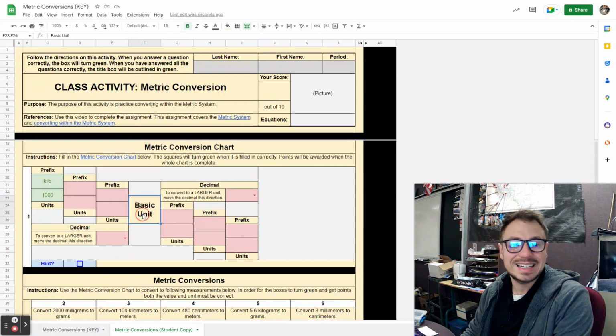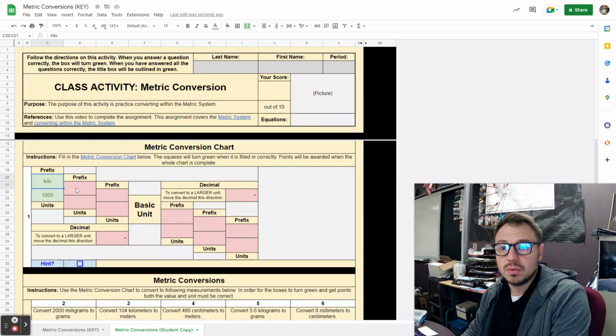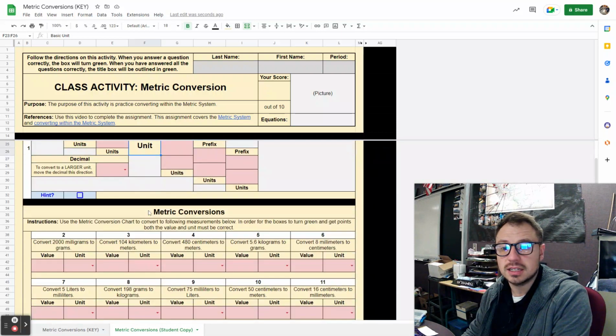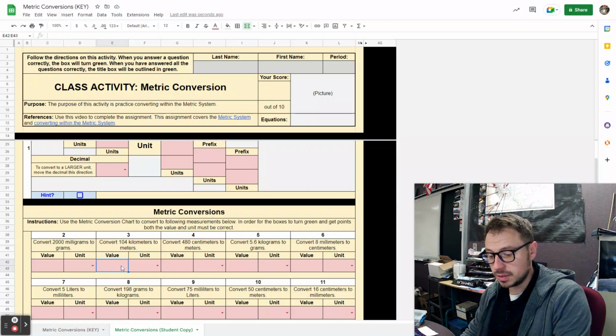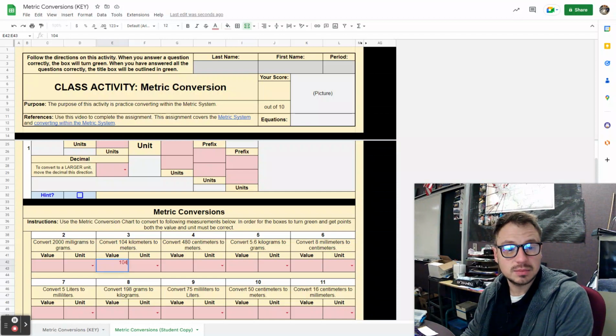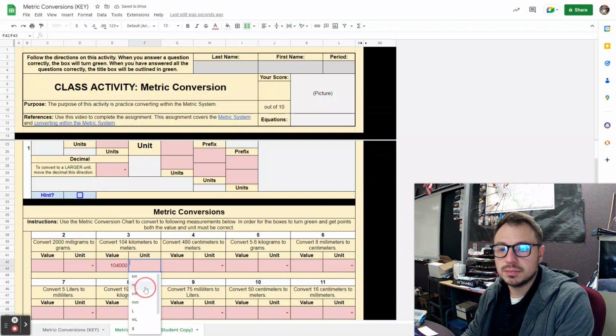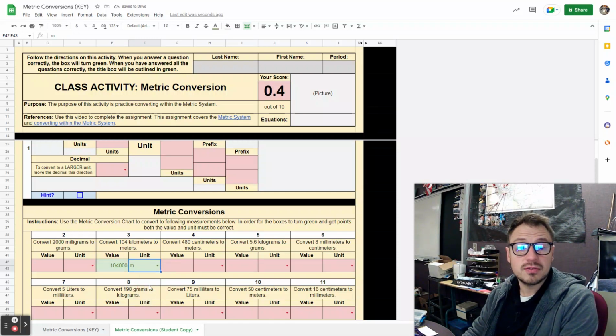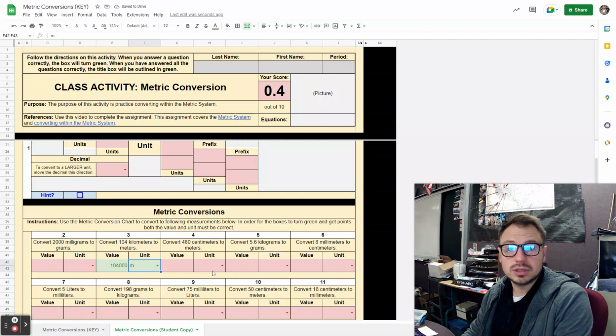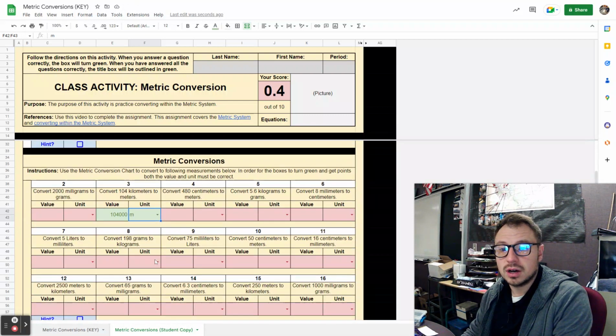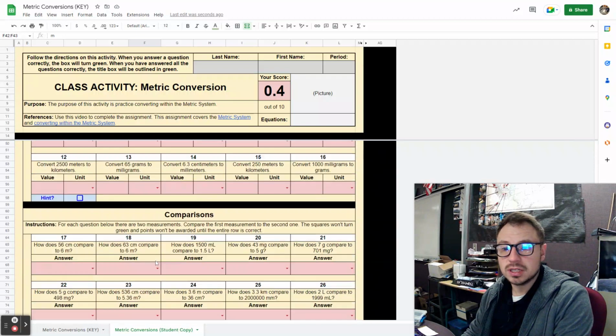So I've got kilo. I need to get to the basic unit. So I need to move that decimal starting with the kilo 1, 2, 3 spots to get to meters. So I start with the decimal 104 and I move it 3 spots. So it would be 104, and then I move the decimal to the right 1, 2, 3 spots. And it's asking me to convert to meters. So notice, once I get the value and the unit correct, it will turn green and you'll start to get points.